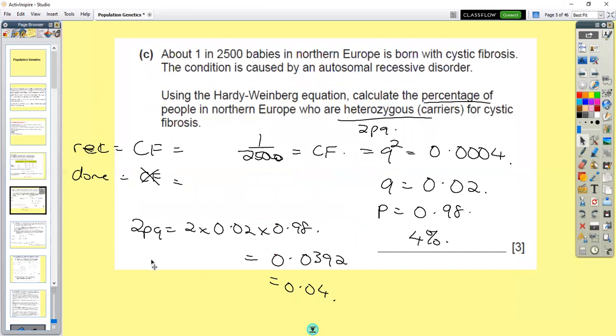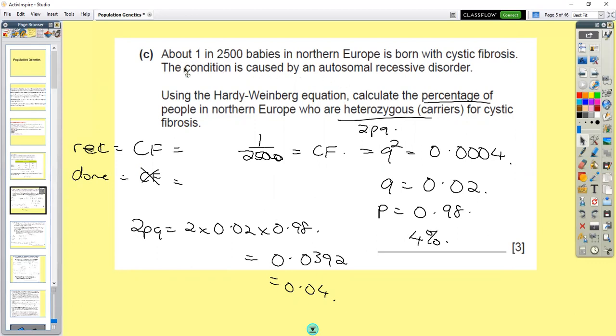So when you're trying out these questions, it's about interpreting: are they asking about the frequency of the allele or the frequency of the gene, or are they talking about a condition or a phenotype? Okay, if they're talking about the phenotype, then they're talking about Q squared, as it does in this question.